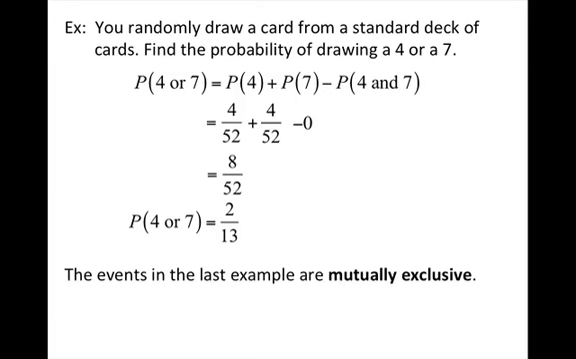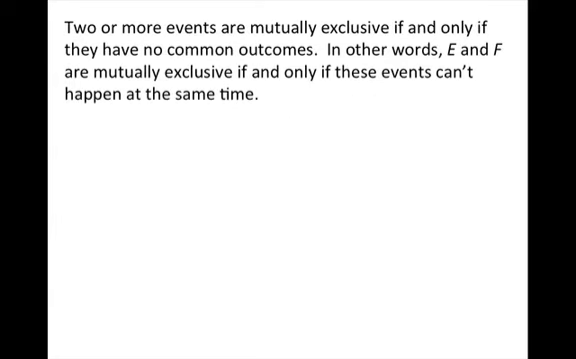The events in this last example are mutually exclusive. 2 or more events are mutually exclusive if and only if they have no common outcomes. Or in other words, E and F are mutually exclusive if and only if those events cannot happen at the same time. I could not draw a 4 and a 7 at the same time, so those events were mutually exclusive.